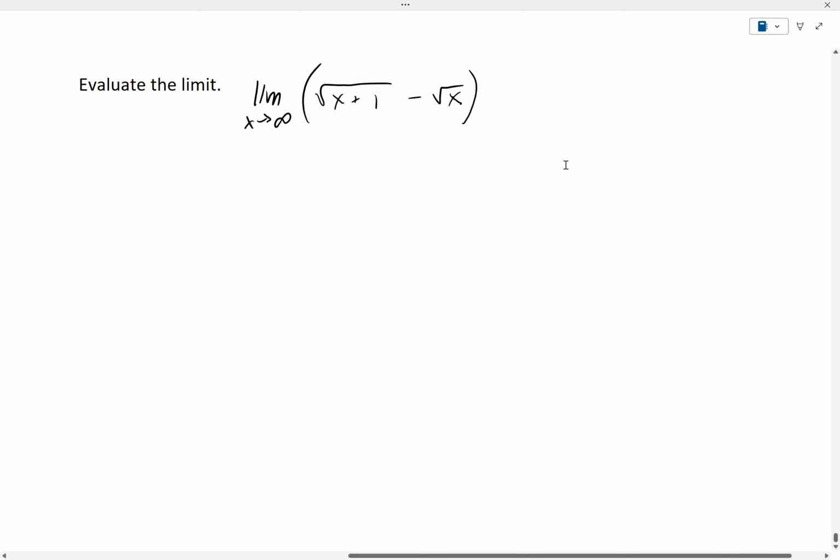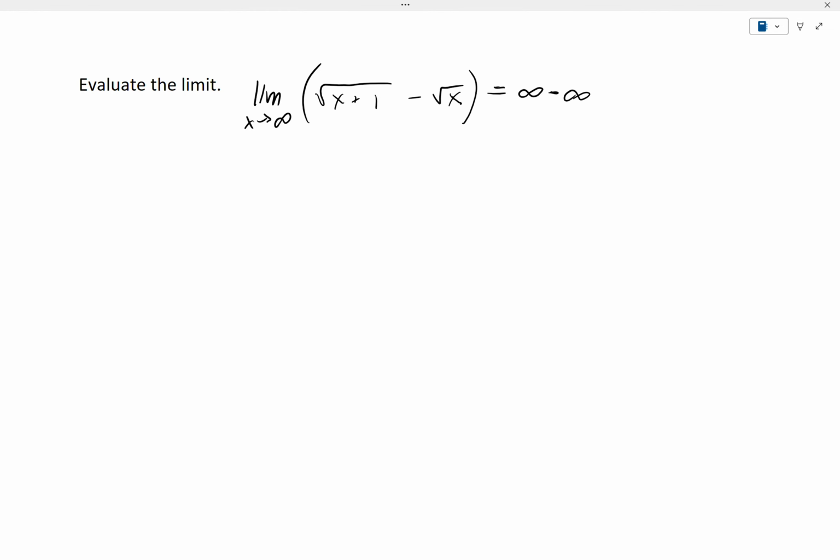In this video we're doing a limit problem that involves square roots. So we're looking at the limit as x approaches infinity of the function root of x plus 1 minus root of x. And as you can see, if you plug in infinity, you get infinity minus infinity, which is an indeterminate form. So how do we get out of this indeterminate form?